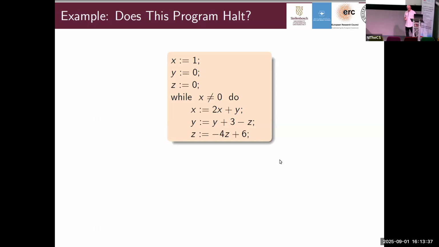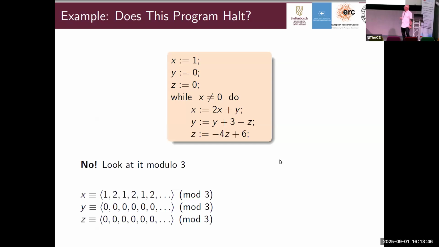So what we can do to it, we can reduce it modulo 3. Every time you see a multiple of 3, you ignore it. So let's see if we do that. What do we get? Well, let's see. We start with 1, 0, 0, right? So the next guy is going to be 2 times 1 plus 0, which is 2. This is the value of the next x. The value of the next y is going to be 0 plus 3 minus 0, but we say that 3 is the same as 0 because we are looking at it mod 3. So y remains 0, and z is minus 4z, but z was 0.